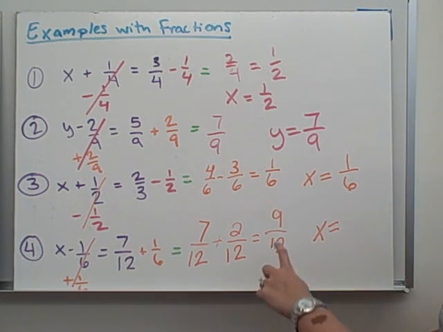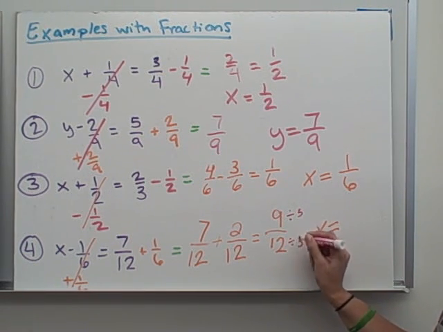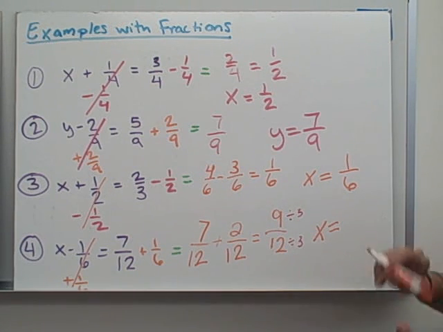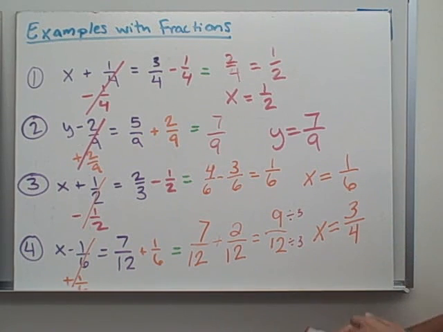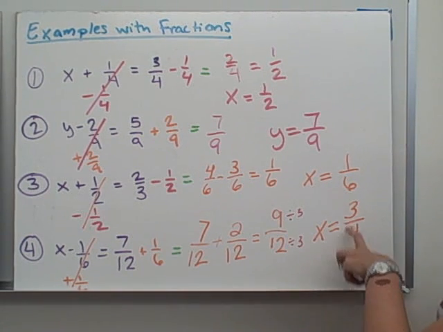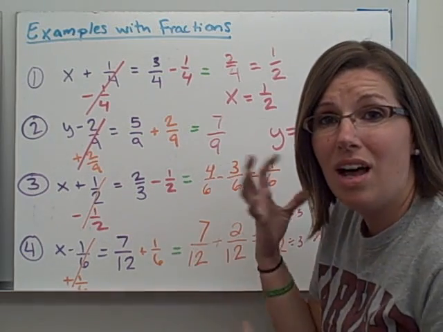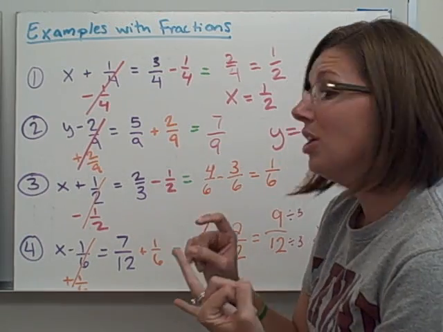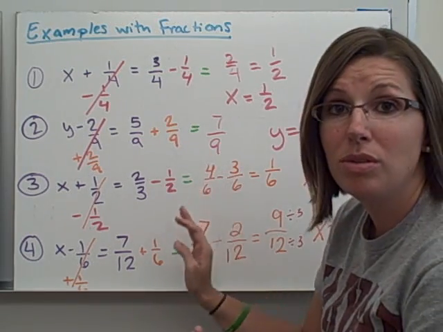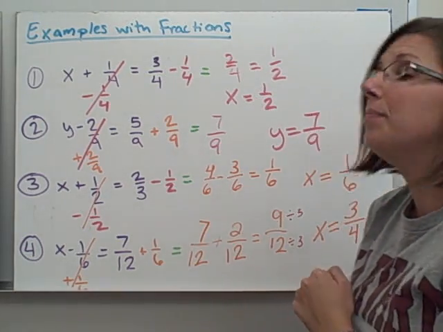So x is going to equal, let's see, if I divide this by 3 and divide this by 3, 9 divided by 3 is 3. And 12 divided by 3 is 4. So I just reduce my 9/12 to 3/4. Do you guys see how I said it's a lot of information? You have to remember your one-step equation rules. You have to remember your fraction rules, your common denominators. There's a lot to remember to solve problems like this.